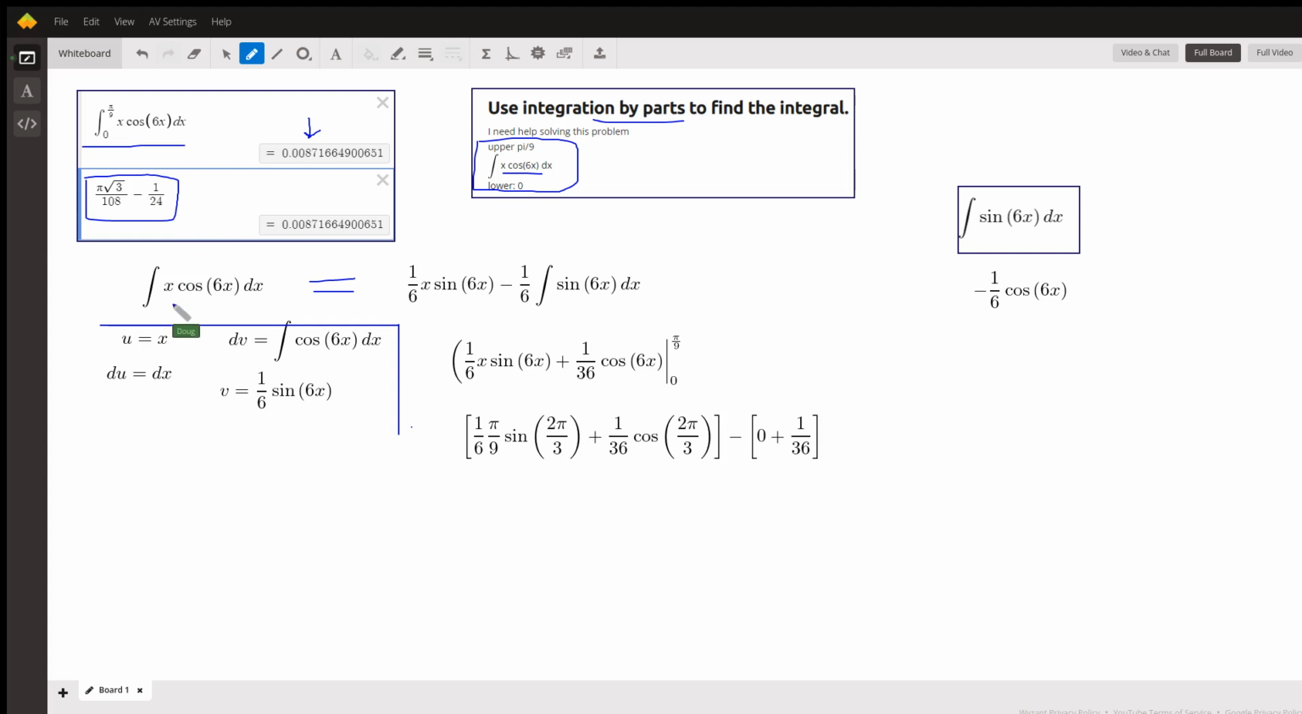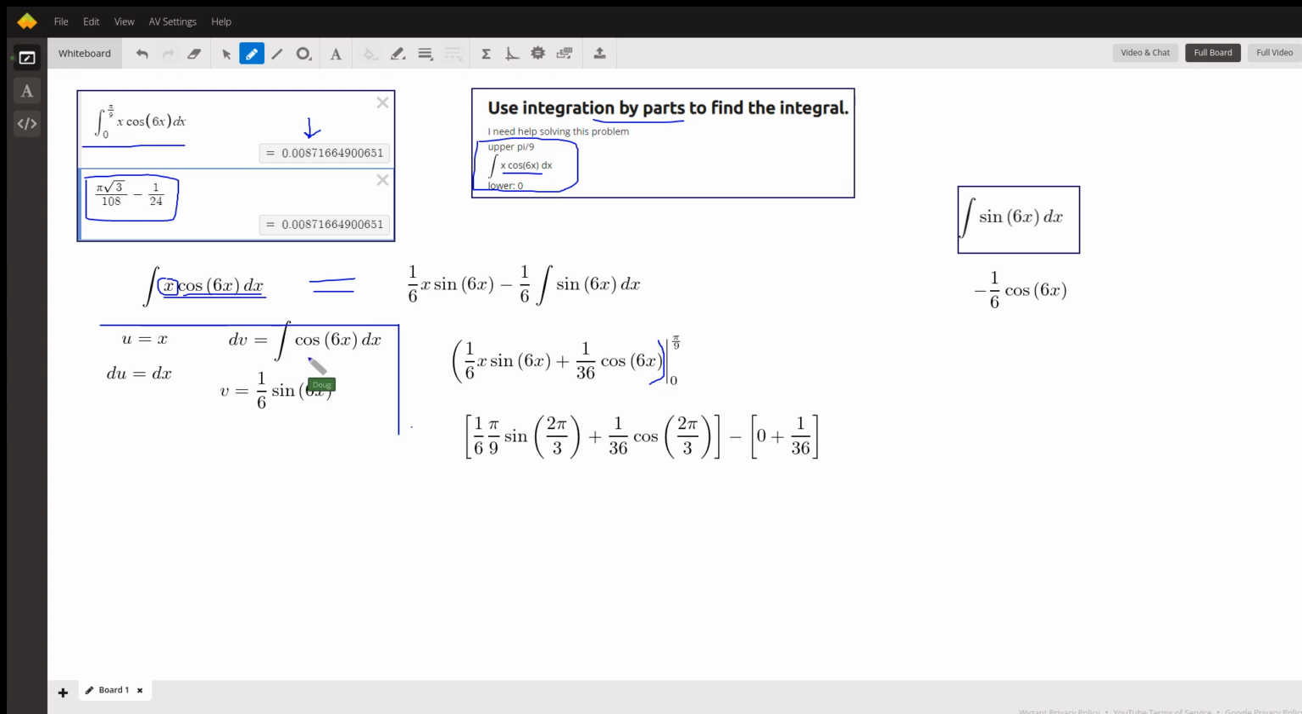Okay, so what we want to do is find an antiderivative for this and then evaluate that antiderivative from 0 to pi over 9. And I'm missing a right parenthesis right here. Okay, so we're going to let u equal x. That part's easy to find a derivative for. If u equals x, then du equals dx. So dv is the indefinite integral of everything else.